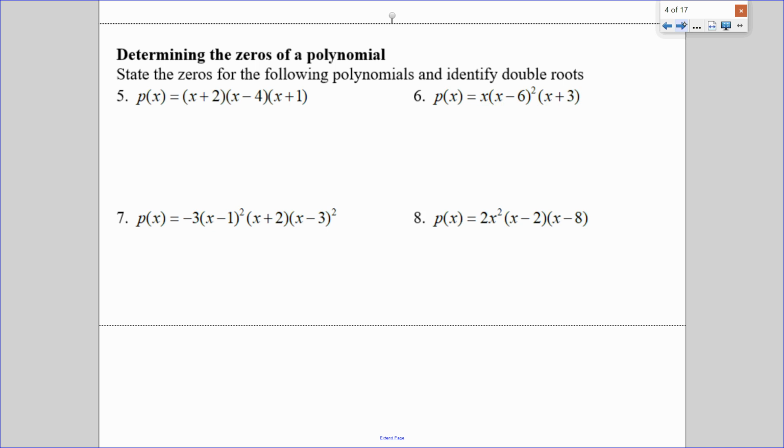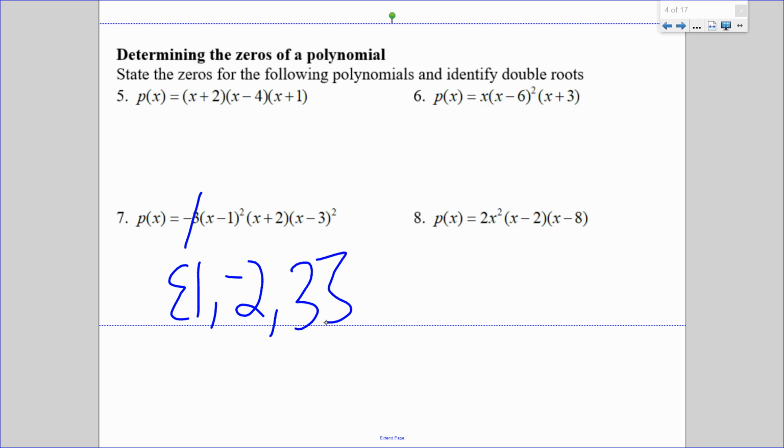Let's try number 7. So a constant term in front does not affect the zeros. It will affect if it's opening up or down. It'll affect how high it's bouncing, but it will not affect the zeros. So if x minus 1 is a factor, then 1 is a 0. If x plus 2 is a factor, -2 is a 0. If x minus 3 is a factor, 3 is a 0. Now, because of these squares, these are going to be double roots. So I'm just going to kind of circle them and say double root.